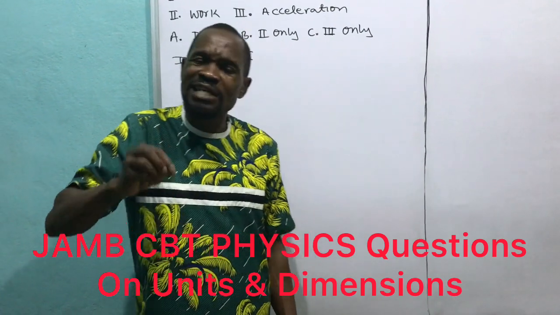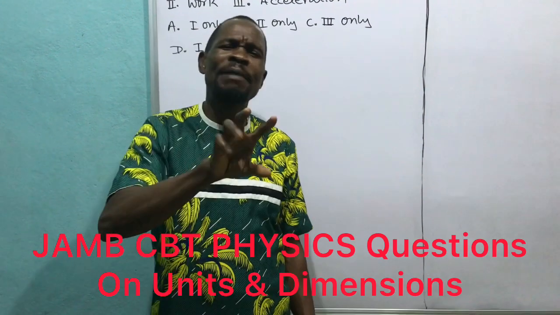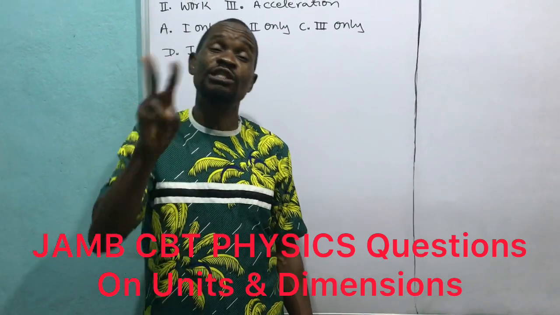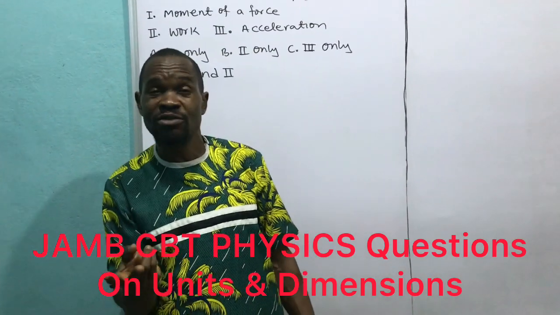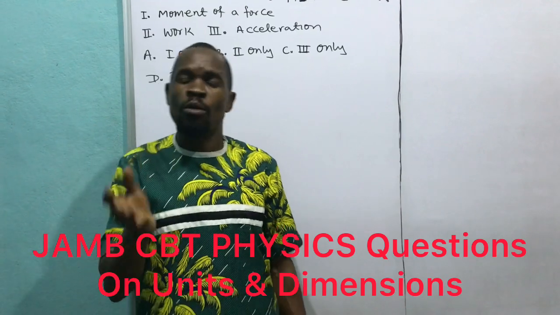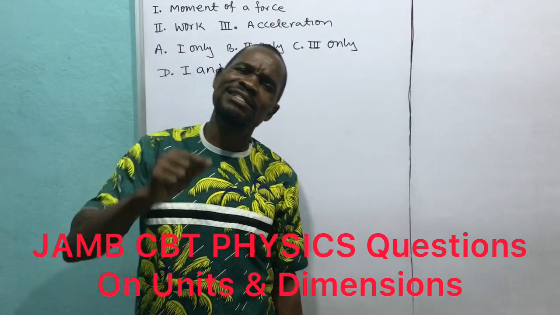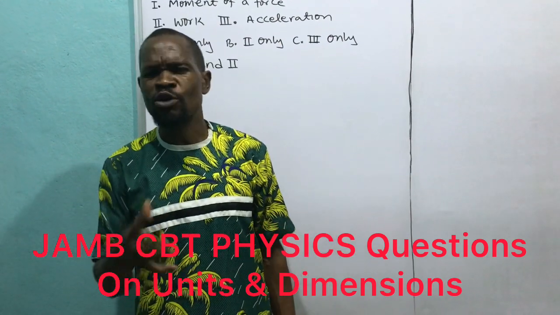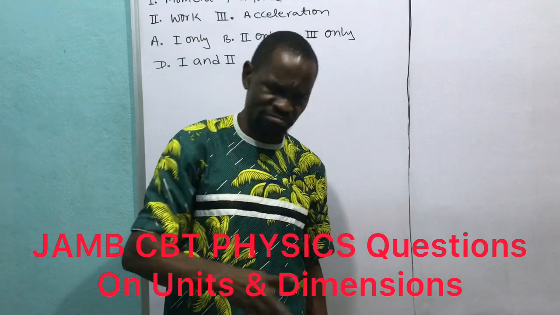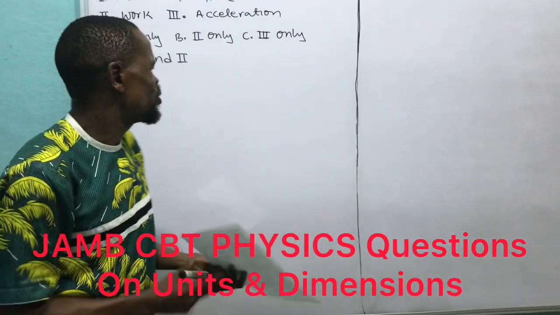Derived units are those units that are derived from the fundamental units, either by multiplication of two or more fundamental units, or division of two or more fundamental units, or multiplication and division of two or more fundamental units. That gives us a derived unit, because they are derived from Adam, which is the fundamental unit.